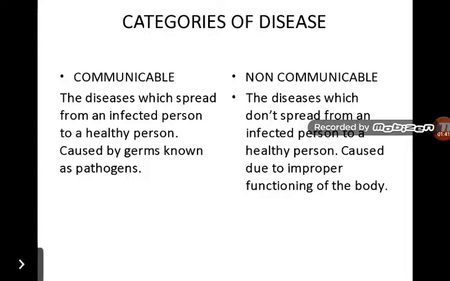Non-communicable diseases: the diseases which don't spread from an infected person to a healthy person, caused due to improper functioning of the body. So, a non-communicable disease is a disease which doesn't spread from an infected person to a healthy person. It is caused by improper functioning of the body. Examples of communicable diseases are cholera, tuberculosis and so on, and non-communicable diseases are diabetes, heart attack and so on.